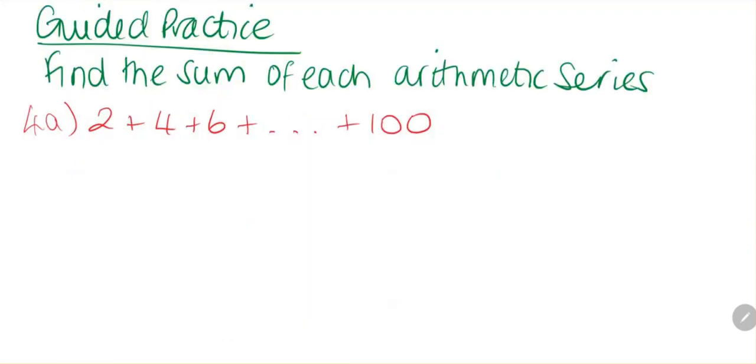Okay, so we have a guided practice question. Find the sum of each arithmetic series. For A, we're given 2 plus 4 plus 6 plus the missing terms, and the last term is 100.